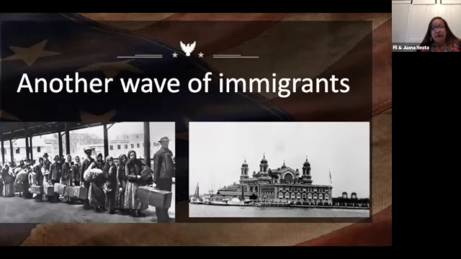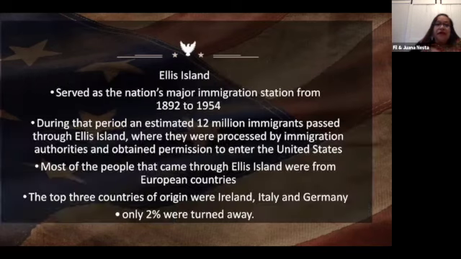Then we see another wave of immigrants, and this was on the East Coast. If you recognize this, this is Ellis Island. It served as the nation's major immigration station in the United States from 1892 to 1954. During that period, an estimated 12 million immigrants passed through Ellis Island, where they were processed by immigration authorities and obtained permission to enter the United States.